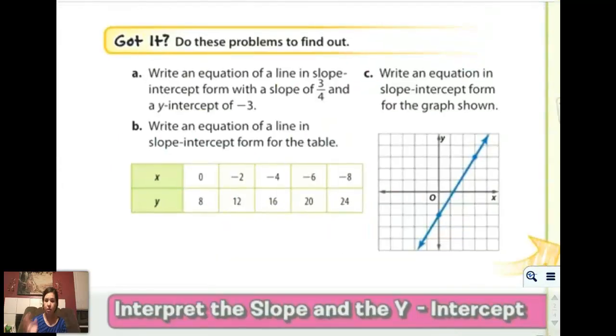We're going to do the got it's. I want you to try them on your own and then see if you can find the equation. So pause and come back and see once you're ready with your answers.